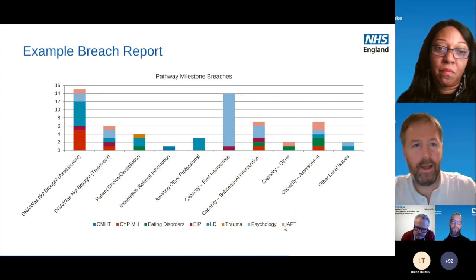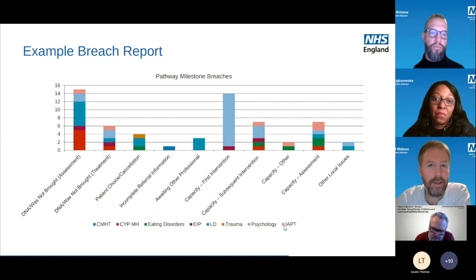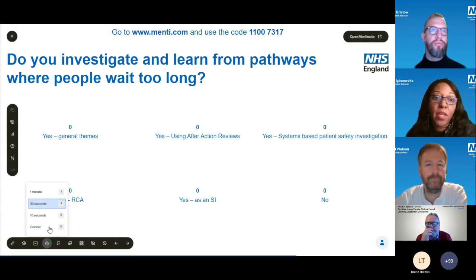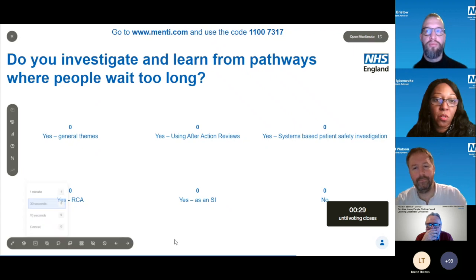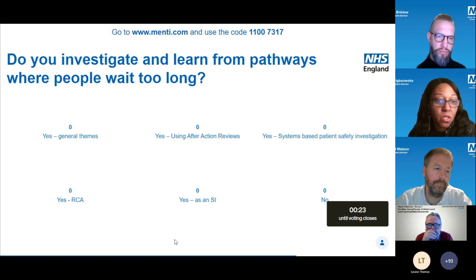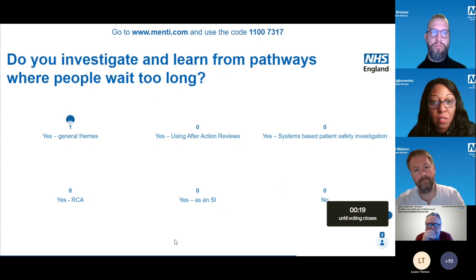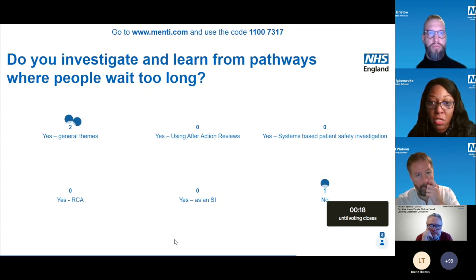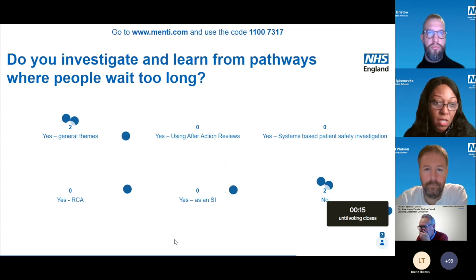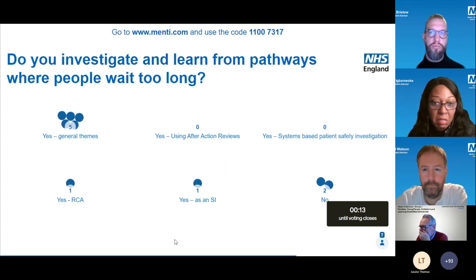Okay, so I'm going to hand over to Francis now for another Menti. Yep. Thanks, Michael. And so where you have people waiting too long, what sort of level of investigation do you deploy to learn the reasons why they're waiting too long? Do you look at general themes, after action reviews, as Michael just mentioned? Is it a systems-based patient safety investigation that you use, an RCA type of thing, or do you investigate it as a serious incident?